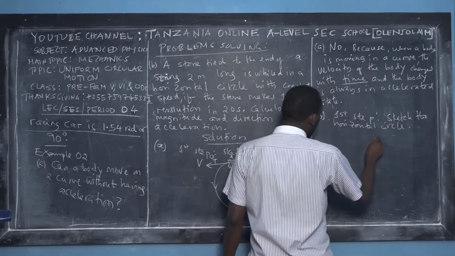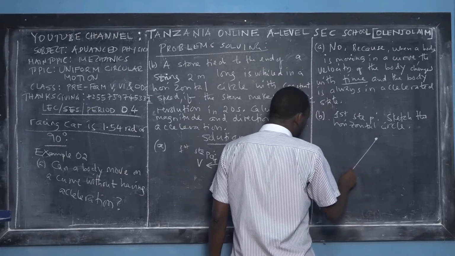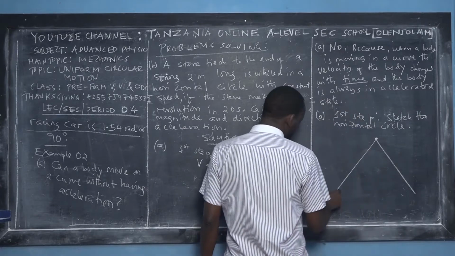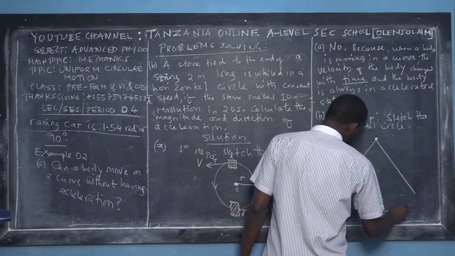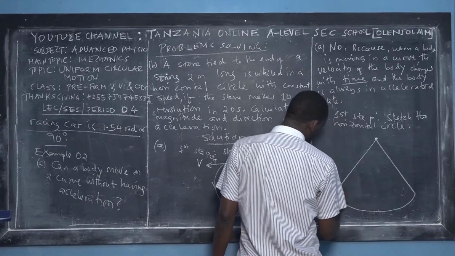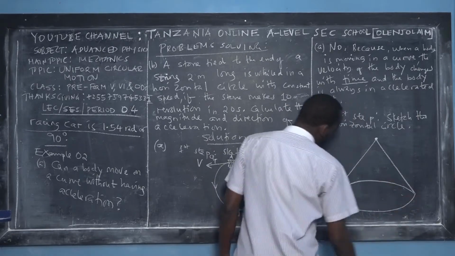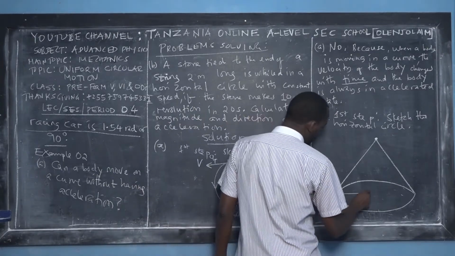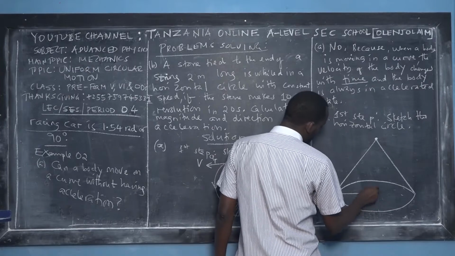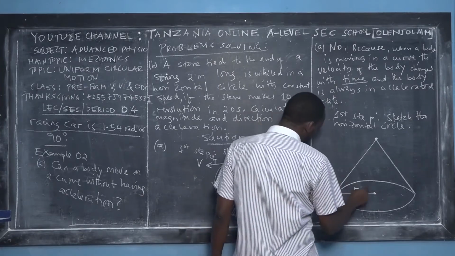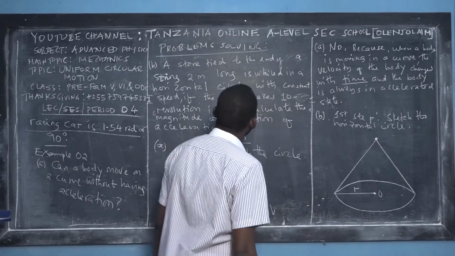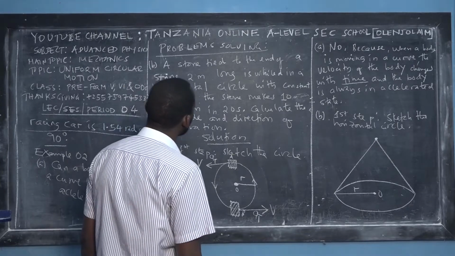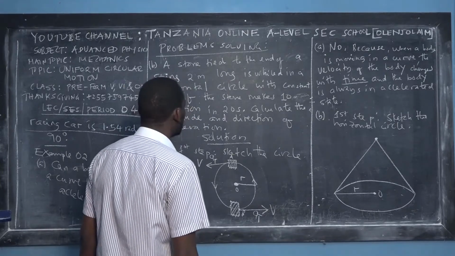So to sketch the horizontal circle, suppose that is the point where your hand is, and then we say that this is the process, and then here this is the process. So this is the horizontal circle. Then suppose this is the center. So here we have the radius, and the stone is tied to the end of the string, which is 2 meters long.